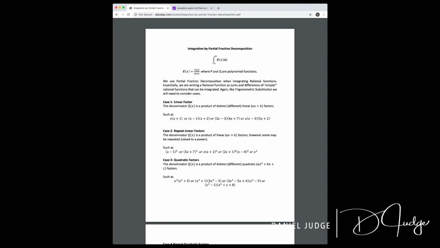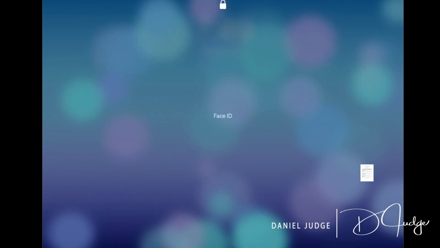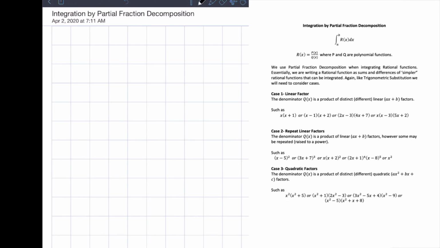Essentially, in partial fraction decomposition, what you do have, and I'm going to go to something like this. This is on my webpage. So when we go to our iPad, right? I'm going to activate the iPad now. And let's see, passcode. Here's our iPad.